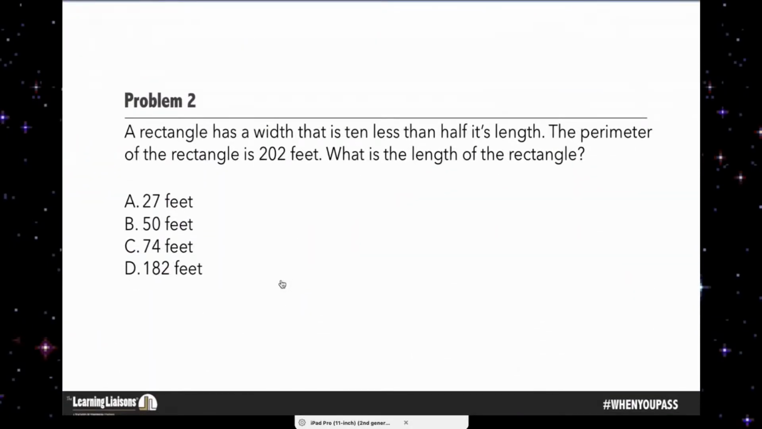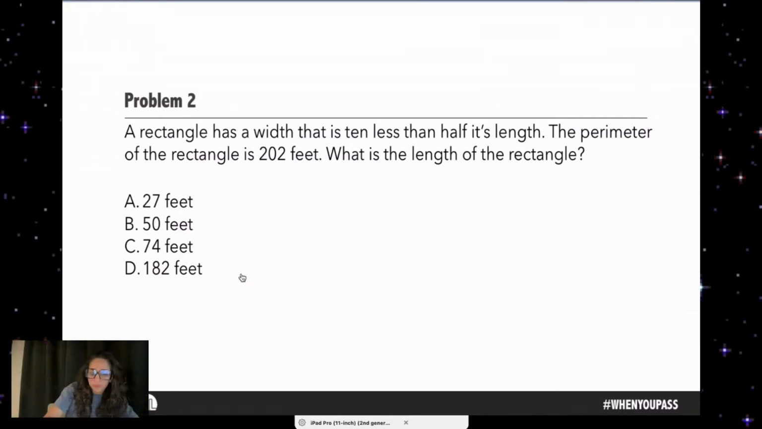A rectangle has a width that is 10 less than half its length. The perimeter of the rectangle is 202 feet. What is the length of the rectangle? A rectangle has a width that is 10 less than half the length, and the perimeter of said rectangle is 202 feet. What is the length of the rectangle?